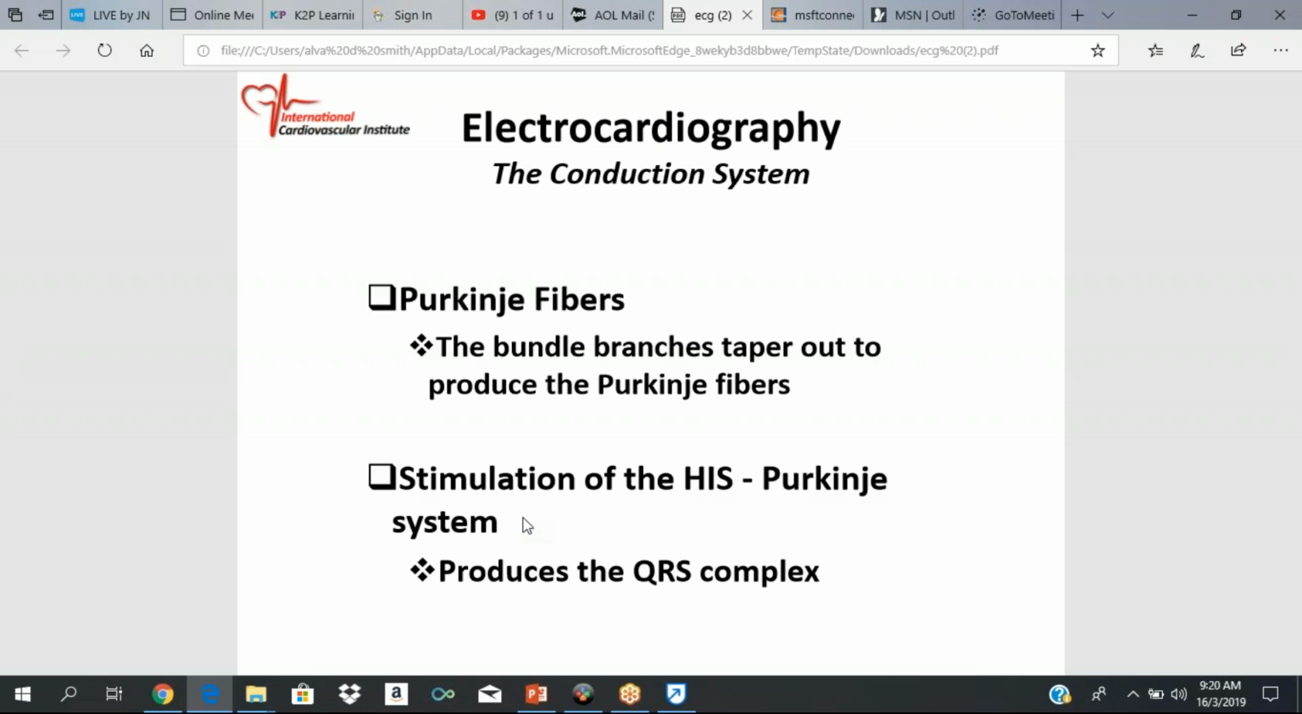Remember that you have the AV node, which is right at the junction of the atrium and the ventricle. Then after that, you have the bundle of His. So it is the His-Purkinje system. After you get to the His, then you have the bundle branches, the left and the right, and then the Purkinje fibers. So stimulation of this system produces the QRS complex because it is now in the ventricle itself. Remember, the AV node is right at the junction. After the AV node, you have the bundle of His. All right.